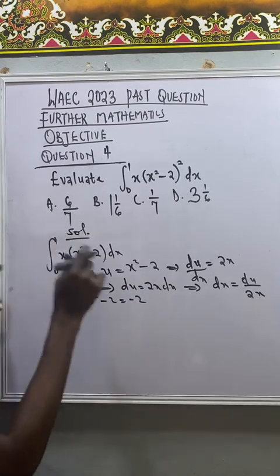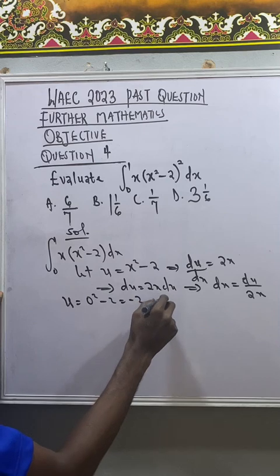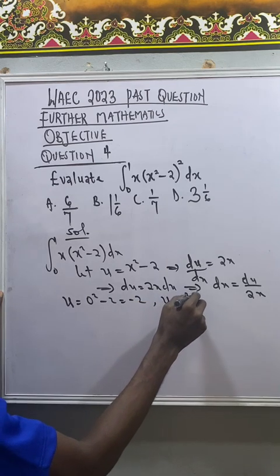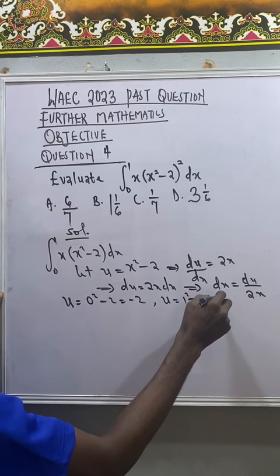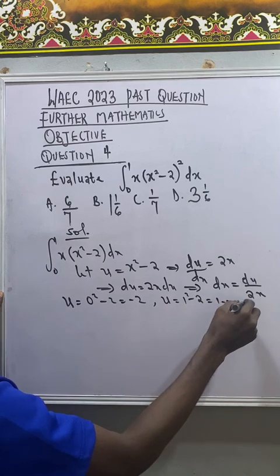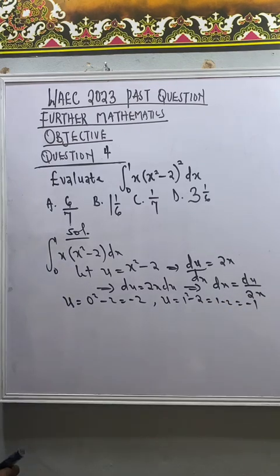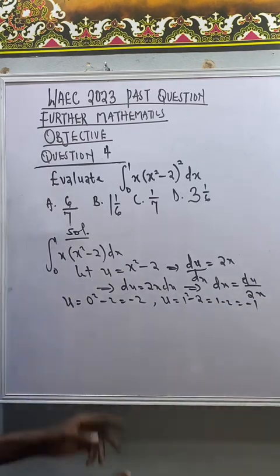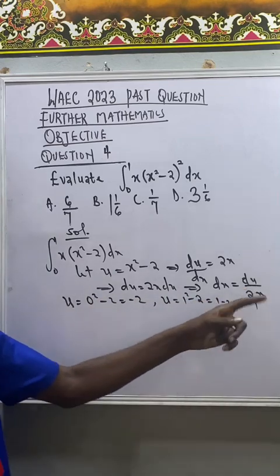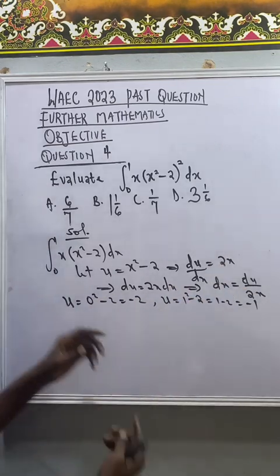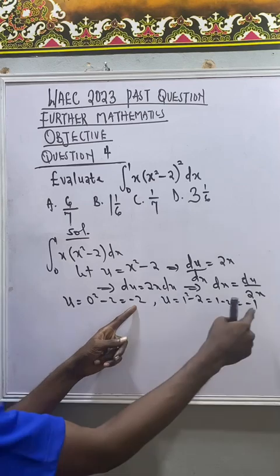Now at x equal to 1, substitute 1 here. You have u equal to 1² − 2. That will give me 1 − 2, which is −1. So good. That means the limit of this new integral that we want to express in terms of u will be from −2 to −1.